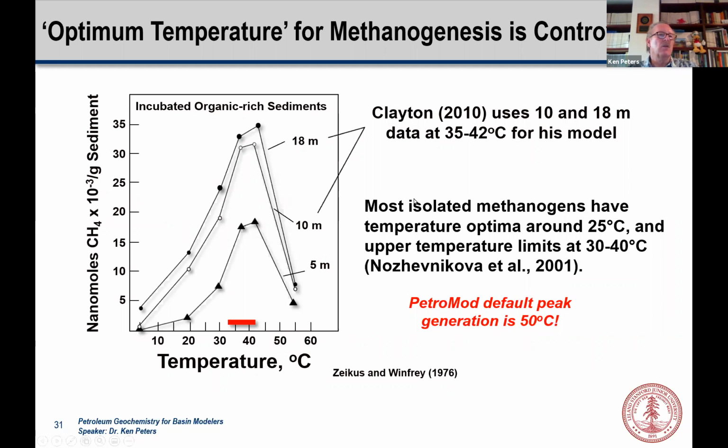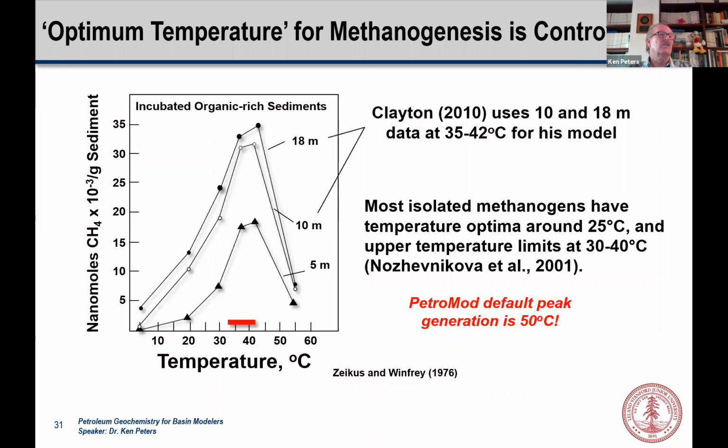Now, there's a paper by Zekas and Winfrey, and Chris Clayton uses this to get his optimal temperature for conversion or methanogenesis. This is nanomoles of methane in the sediment. And these are for incubated organic rich sediments from this paper. And you can see here that it depends on the depth, the efficiency, the amount of methane that's generated. These sediments right here still are having an effect from oxygen in the sediment. So what Clayton does is use these data from the 10 and 18 meter model to calculate the conversion rate and also the optimal temperature. And his optimal temperatures are sort of in the range of 35 to 42.